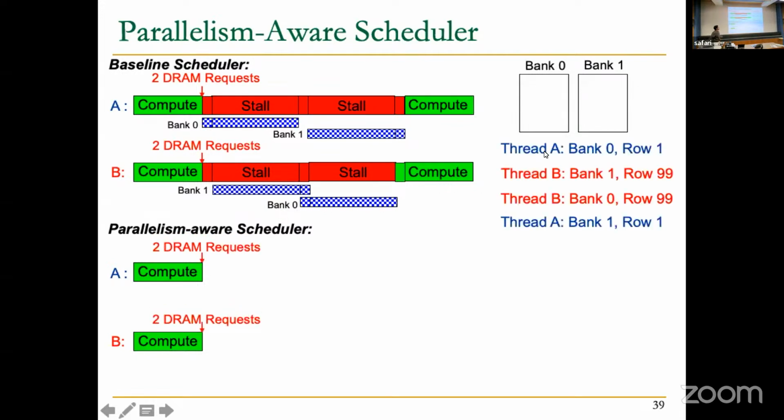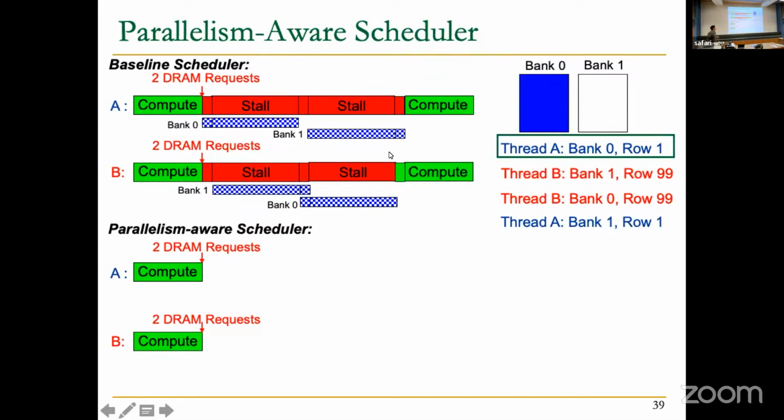Okay, this is more clear now. So thread A has 2 requests to bank 0 and 1. And thread B also has 2 requests to bank 0 and 1. But because they arrived in this order to the memory request scheduler, because all of these are bank conflicts, our scheduler picks thread B's request to bank 1 over thread A's request to bank 1. And this results in both threads having this large stall time.